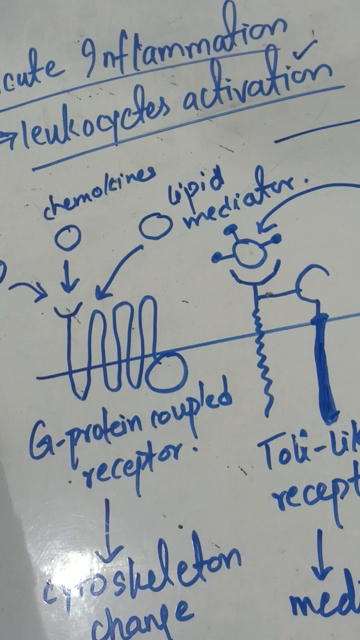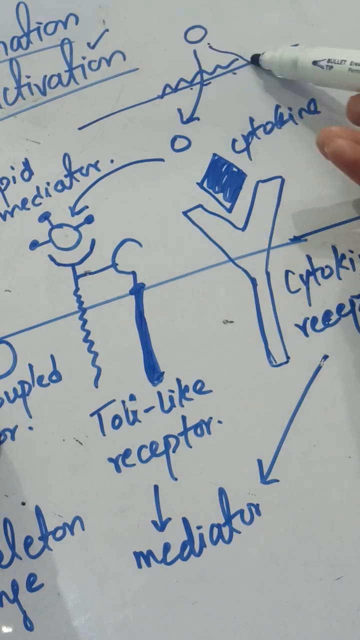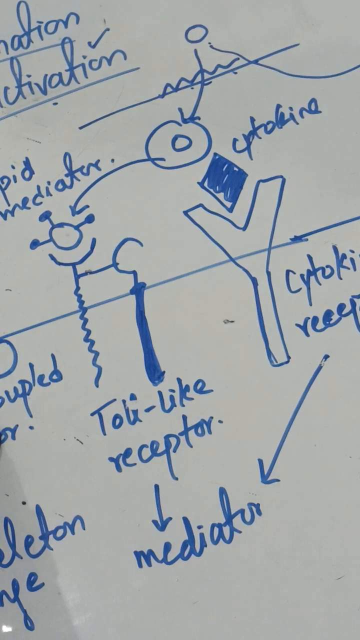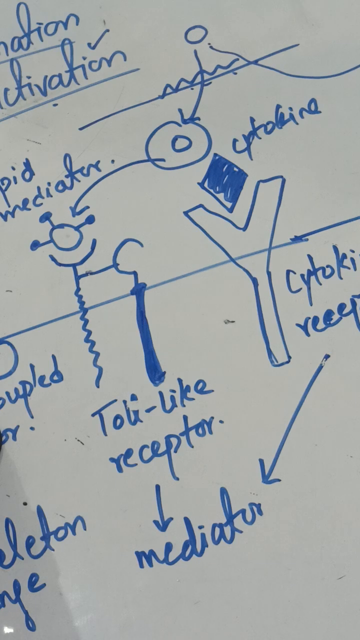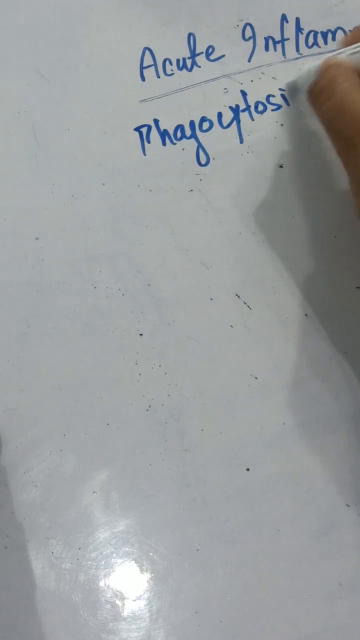So this was the process of leukocyte activation. Now your leukocyte activates through these receptors and performs these kinds of functions. Now we will see how the microbe which enters through the inflammatory site is killed by the leukocytes. So phagocytosis will occur. Now we move toward the phagocytosis process. Okay, guys, so next is phagocytosis. How will it occur?